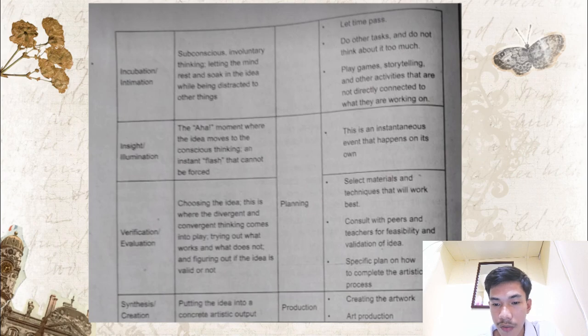Then the next is verification and evaluation. So choosing the idea, so in the verification and evaluation or the planning stage. So choosing the idea, this is where the divergent and convergent thinking comes into play. So trying out what works and what does not, and figuring out if the idea is valid or not. So there is a verification.